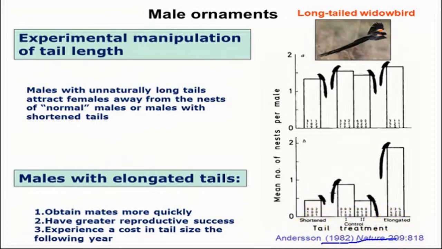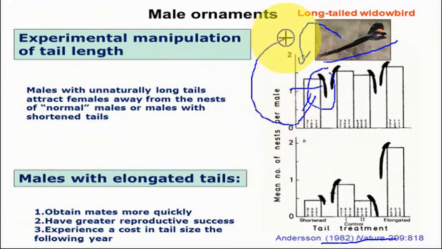In their experiment, what they did, they introduced one unnaturally long-tailed widow bird with the naturally long-tailed widow bird. When they introduced this unnaturally long-tailed widow bird, they observed that the females who were nesting with the naturally long-tailed widow bird left this bird and went with the unnaturally long-tailed widow bird and started nesting with that bird. What does it mean? It means the long-tailed widow bird has this ornament, the long tail, and it is a feature that attracts or influences the female.